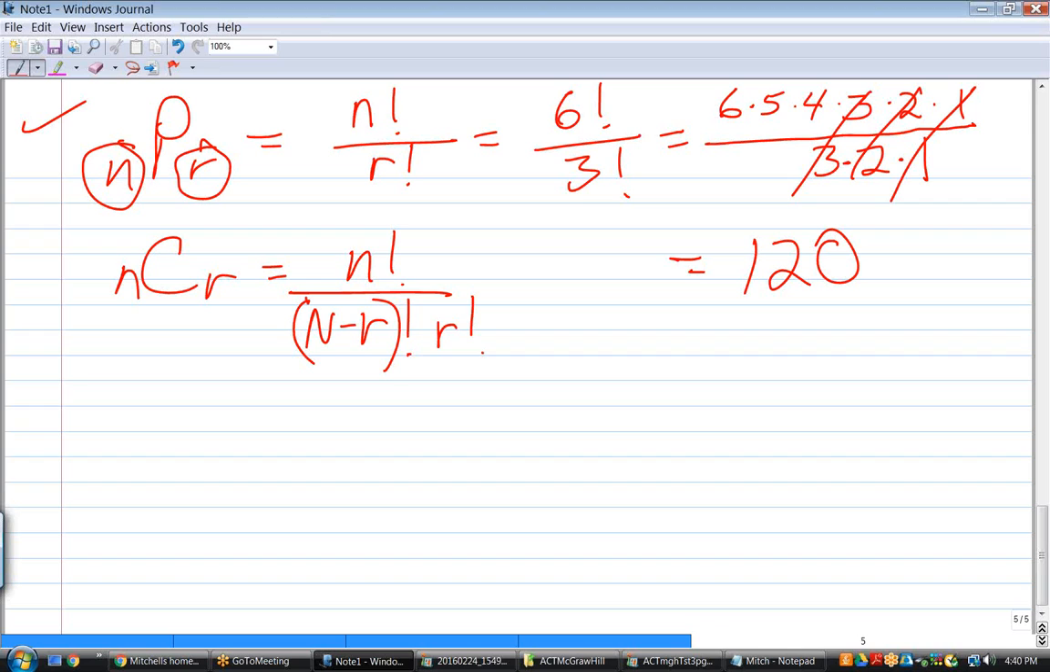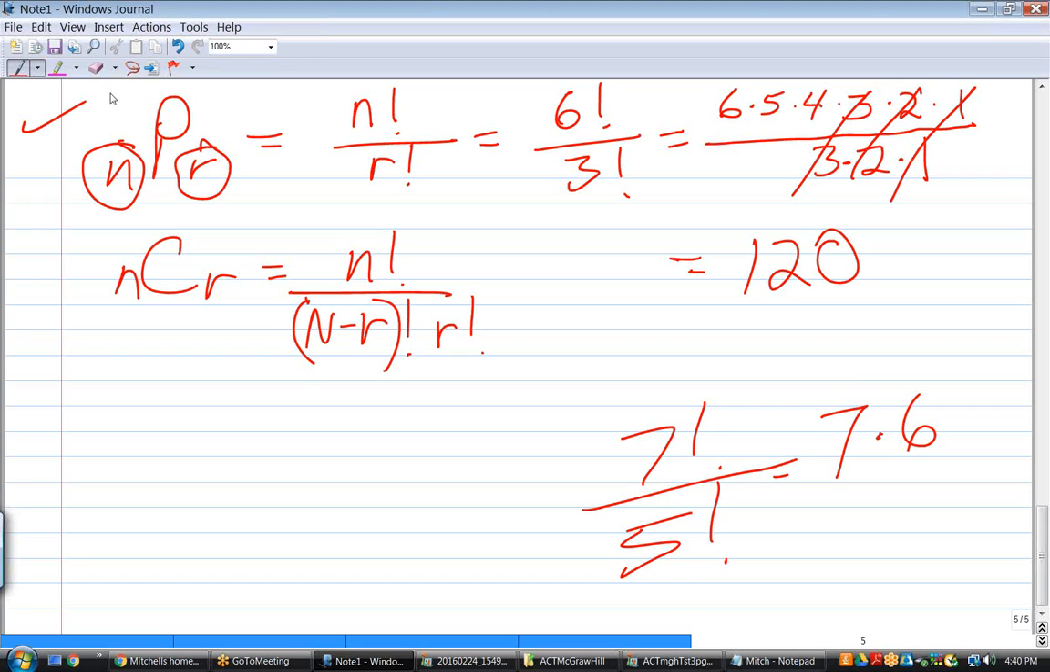Okay? And this factorial thing, you get kind of used to it after a while. In other words, if I had 7 factorial over 5 factorial, I know that's 7 times 6, because everything from the 5 down will be canceled out by the bottom.